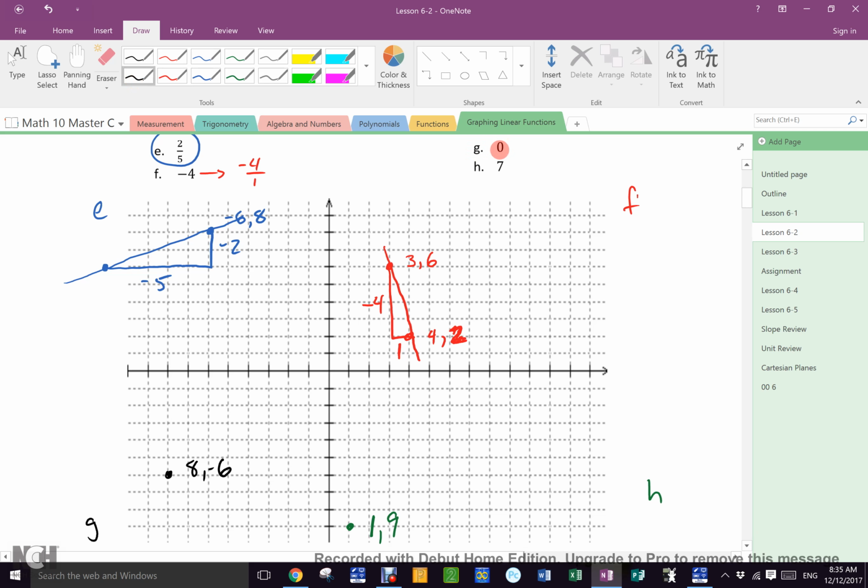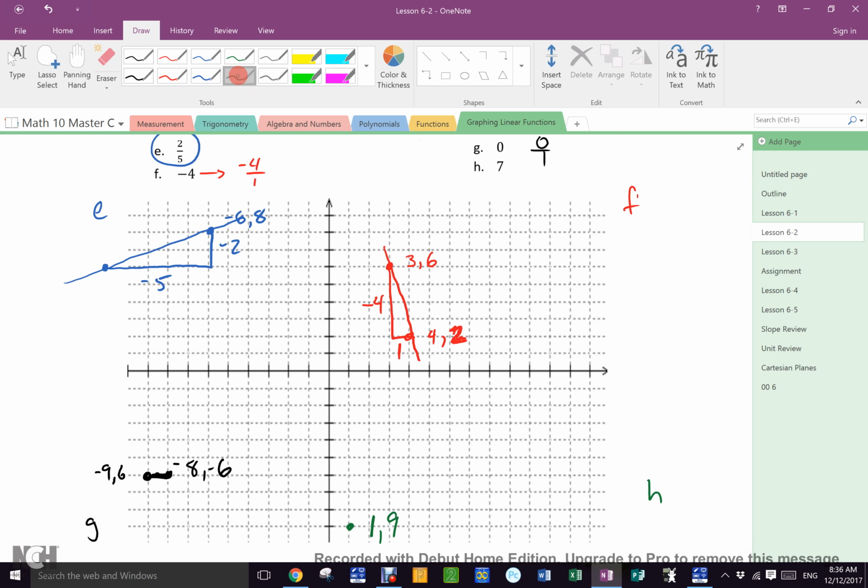G, 0. What is 0 really? 0 over 1. So I must rise not at all and run either direction, because I have 0 no matter what I divide it by. So I'm going to put mine out here, and it's going to be negative, that should have been -8, -9, 6. And there's my line with 0 rise and a run.